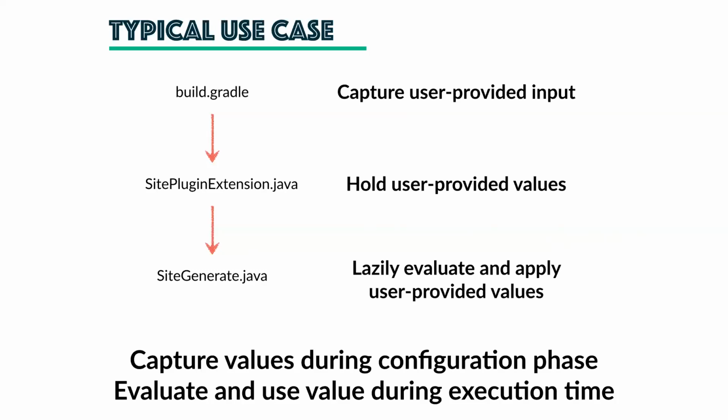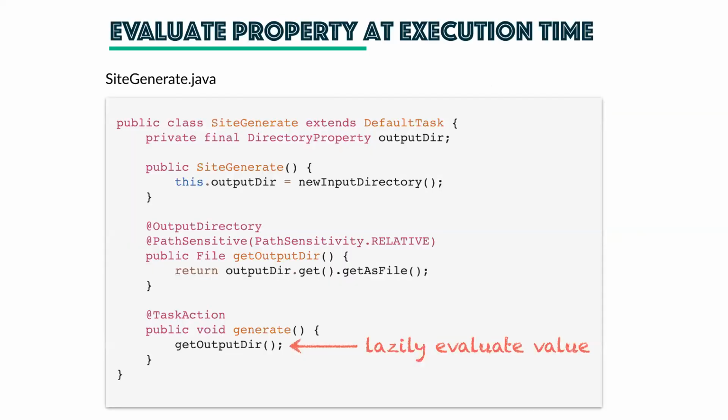It shouldn't apply right away because otherwise when we apply the plugin, the values wouldn't have been captured yet. And that's a typical situation that you might run into when writing your own plugins. So how do you implement that use case?